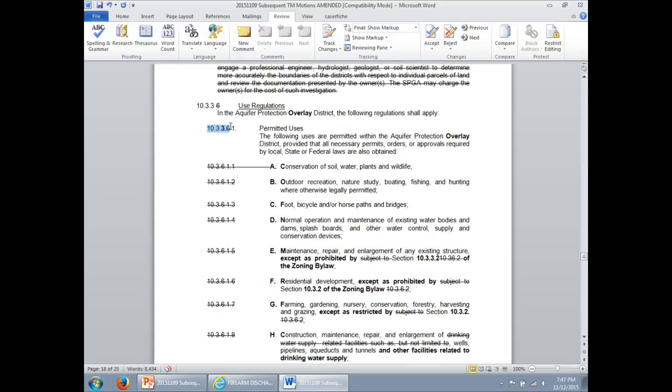There it is. Okay. I'm reading from page 27, so I'll go by that. The letter B, permitted uses, outdoor recreation, natural study, boating, fishing, and hunting were otherwise legally permitted. I think the word otherwise in there contradicts the permitted uses to me. And maybe town council can read it differently than I do, because it's legally permitted and it says otherwise legally permitted. Can we drop the word out of there and just leave it legally permitted?